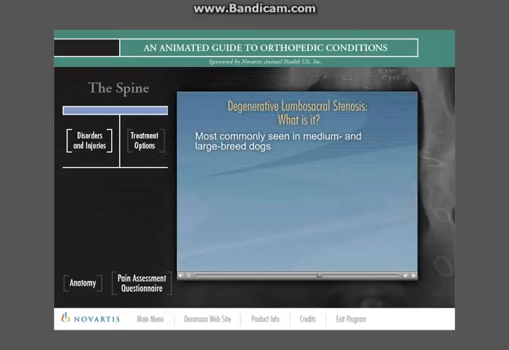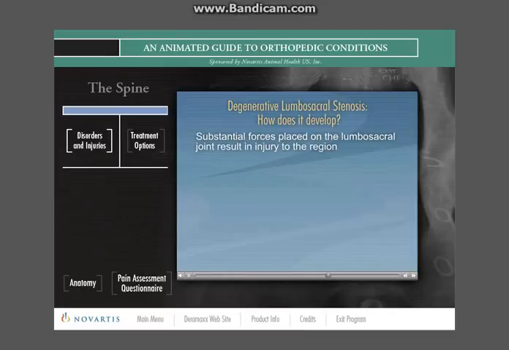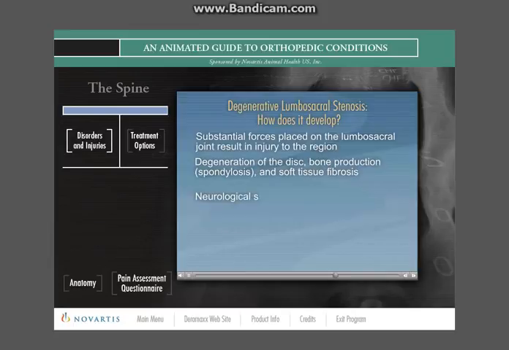Most commonly seen in medium and large breed dogs, especially German Shepherds, degenerative lumbosacral stenosis, also known as cauda equina syndrome, is the most commonly presented lumbosacral condition in dogs. Degenerative lumbosacral stenosis is a process whereby the substantial forces placed on the lumbosacral joint result in injury to the region. This injury causes degeneration of the disc, bone production, spondylosis, and soft tissue fibrosis. Any or all of these can occur concurrently, resulting in neurological signs and pain from pressure on the nerve roots.